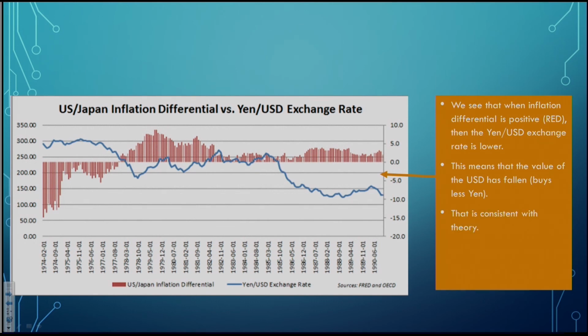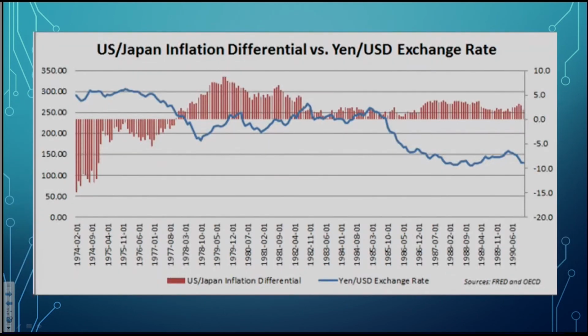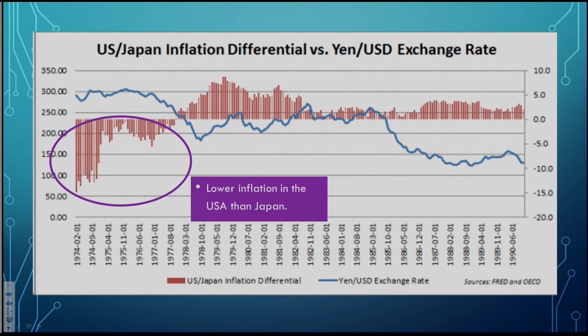And that's consistent with theory. So when US inflation is higher than Japanese inflation, we should see the US dollar depreciate. Well, let's see if our graph is showing us that. Let's take a look right here. So the red bars are negative, right? This means that inflation in the United States is lower than Japan.